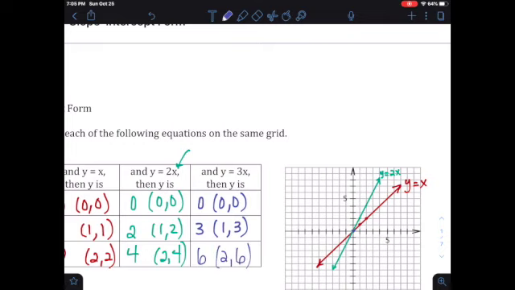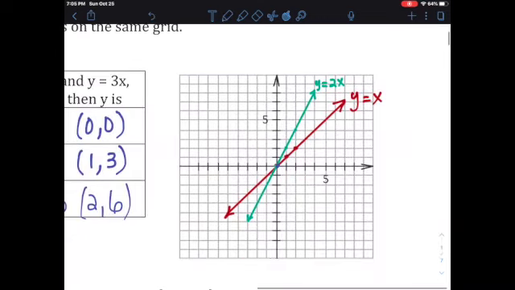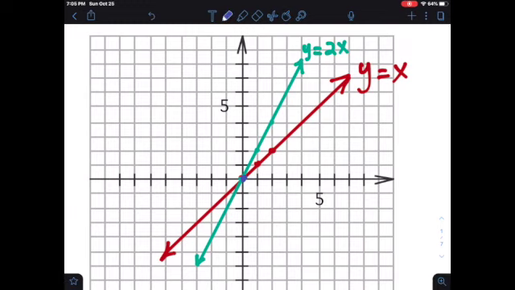And to graph that, that's going to be 0, 0, and 1, 3, and 2, 6. And connect them together. And that is going to be labeled as y equals 3x.